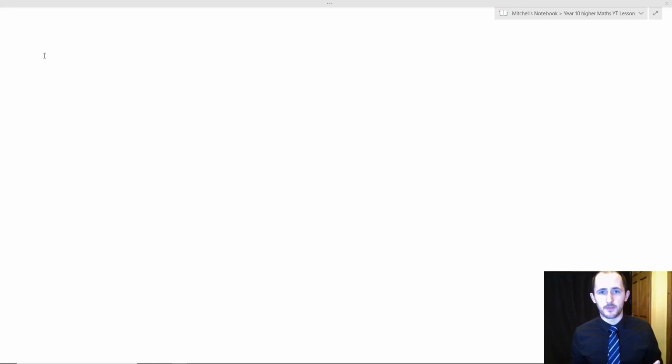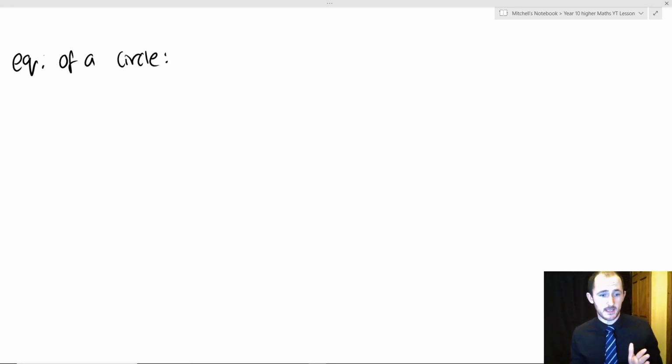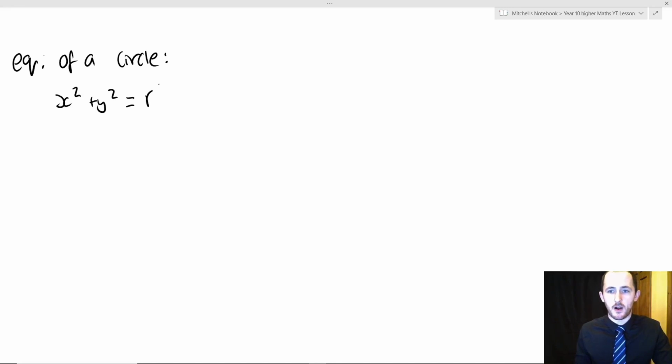We've gone through circle theorems, we've gone through some of the geometry stuff. The only thing I haven't gone through is the equation of a circle. I want to go through that really quickly, and then we'll get straight into the questions. The equation of a circle for GCSE is quite simple. It's just x squared plus y squared, and it will always equal some number. That number is r squared, where r is just the radius.